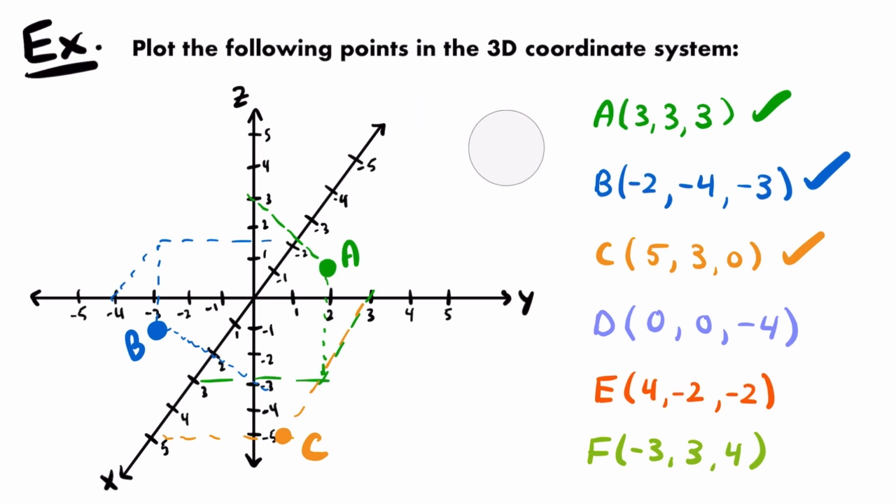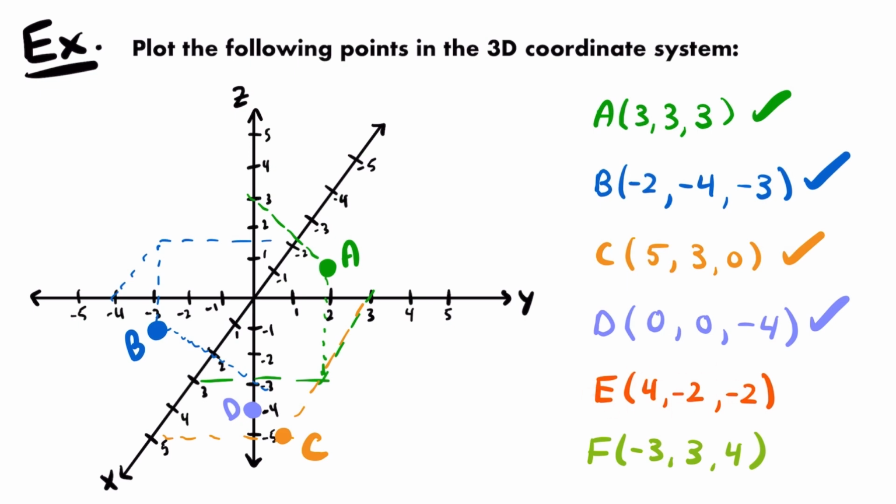All right, but let's actually plot the point we have here, which is point D. It's at the coordinate 0, 0, -4. So if we start at the origin, we move 0 in the x direction, 0 in the y direction, and then -4 in the z direction. So our point's right here. All right, so this point right here at -4 along the z-axis is our point D. All right, so that was simple enough. Now let's work on point E.